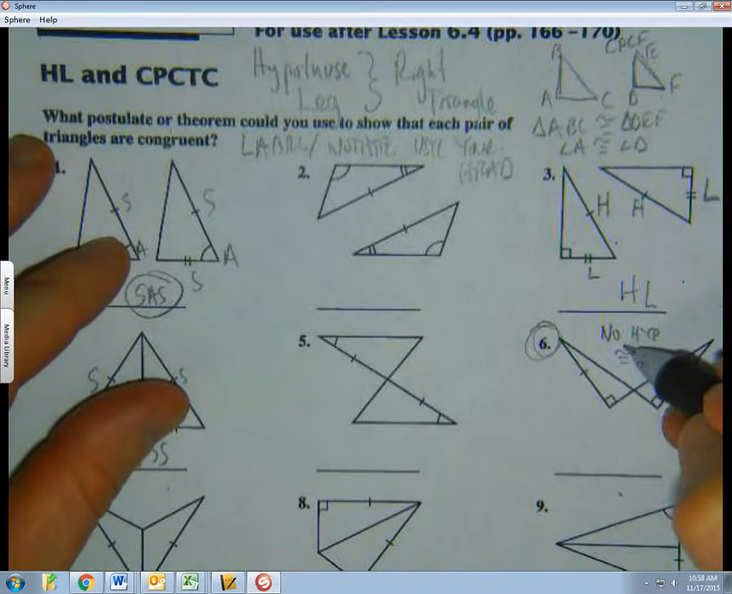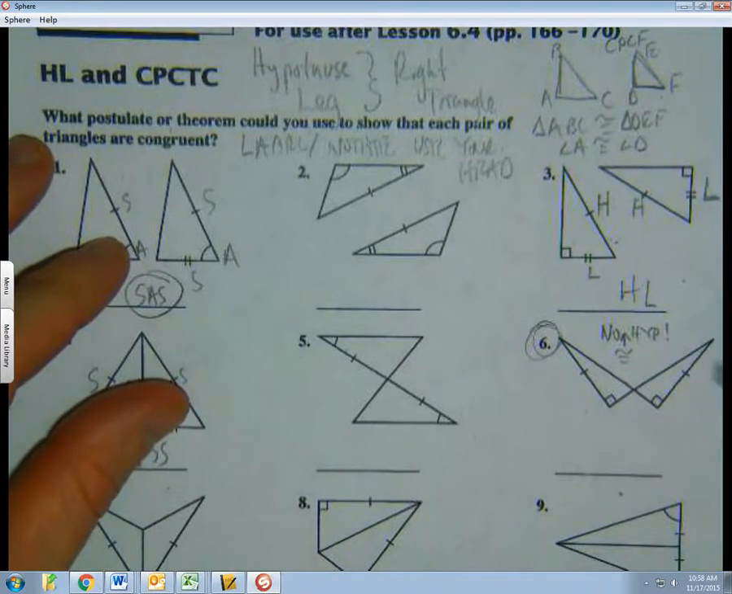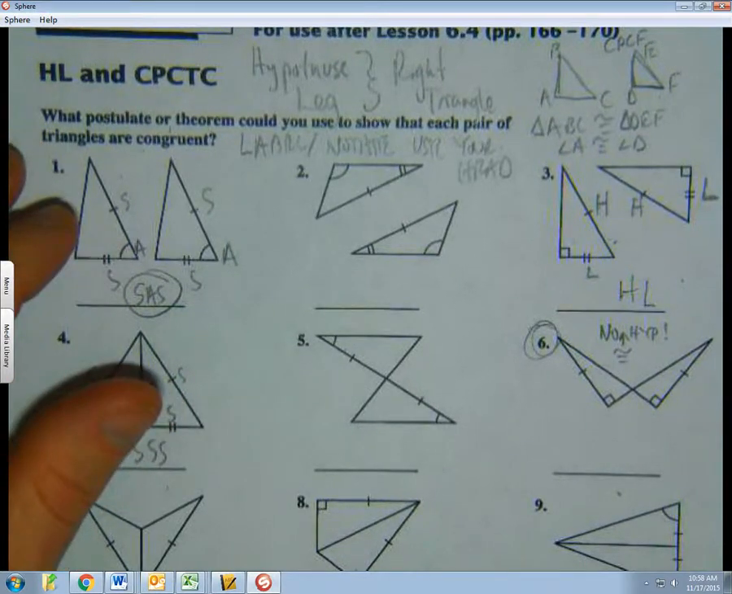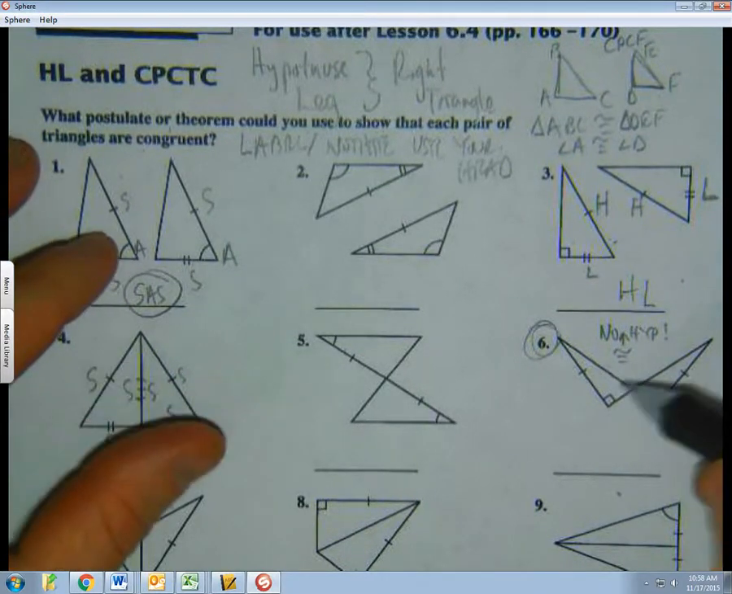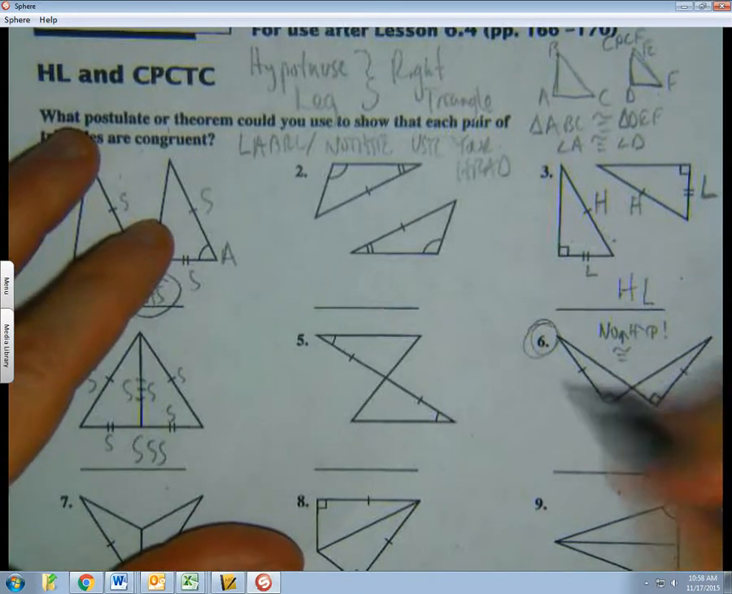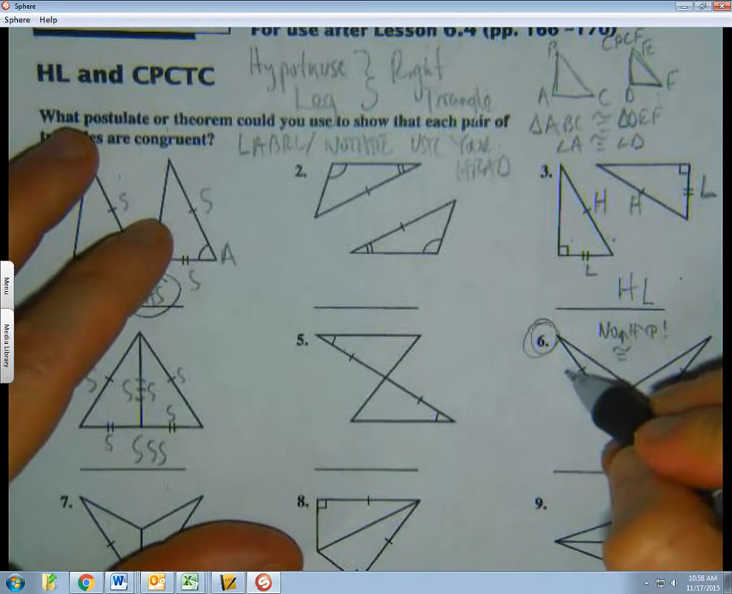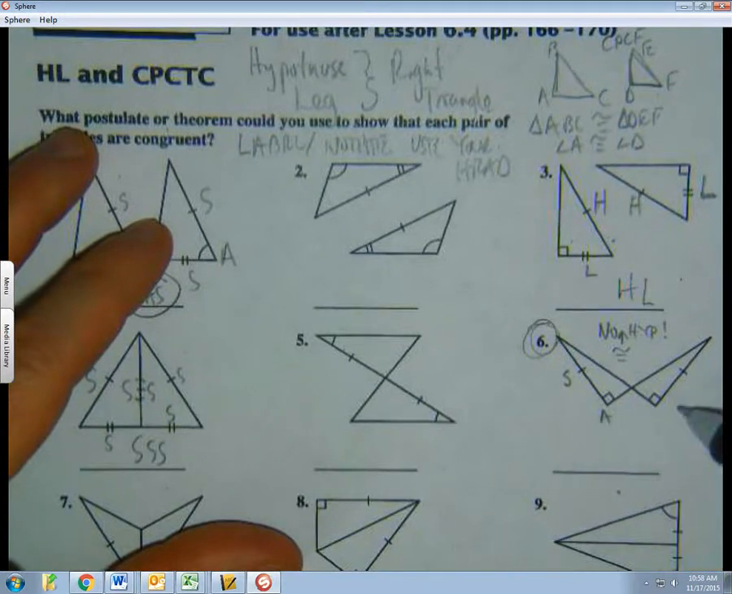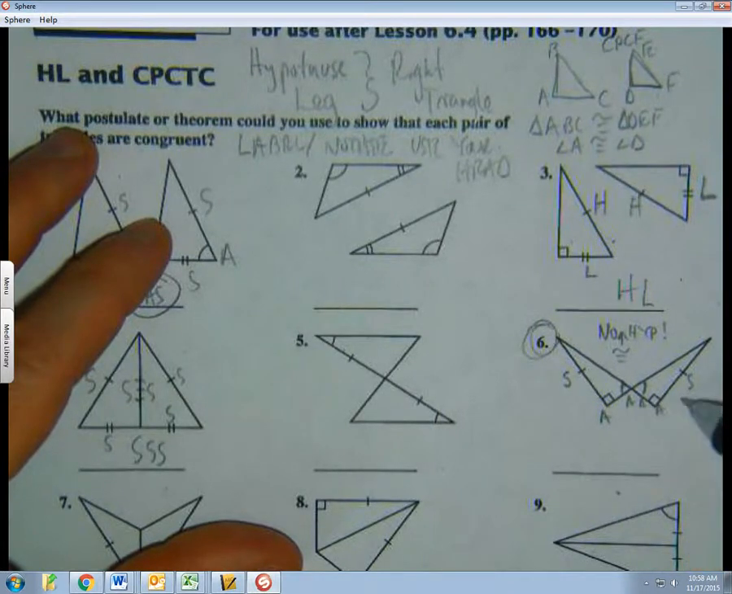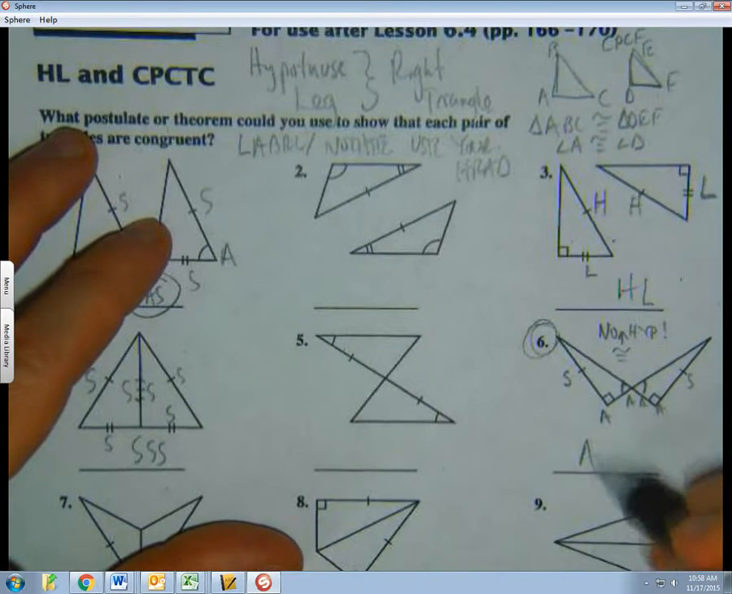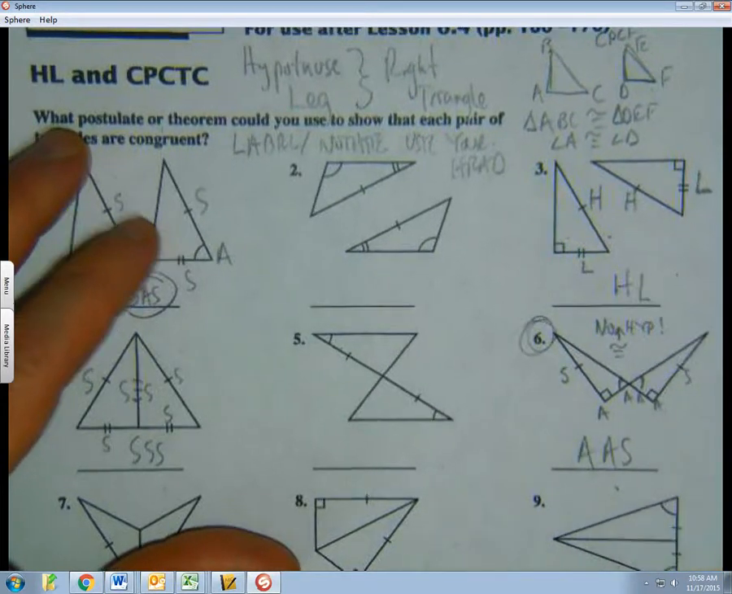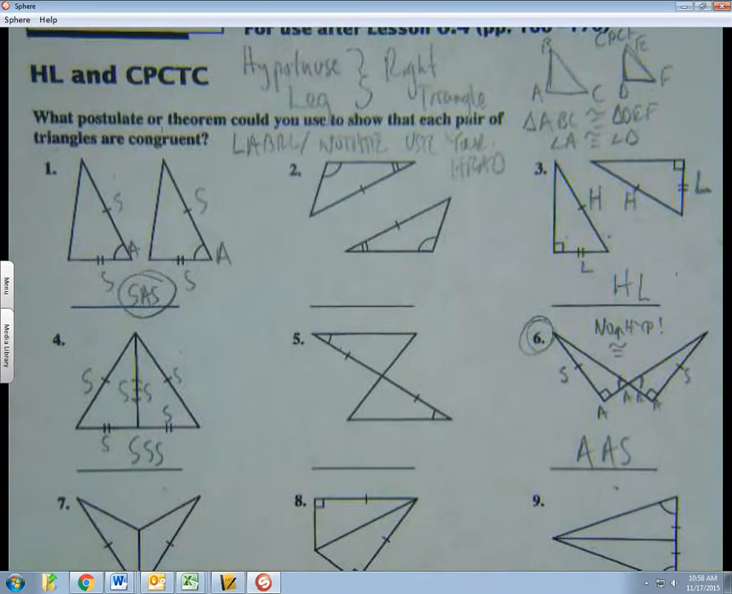So instead of looking for hypotenuse leg, I'm going to see if I can do something else. And I've got side, angle, and then those are vertical angles. So angle, angle, side would work there. Okay. So just because we have a right angle and we don't have hypotenuse leg doesn't mean we just throw our hands up in the air. We try an alternate method.